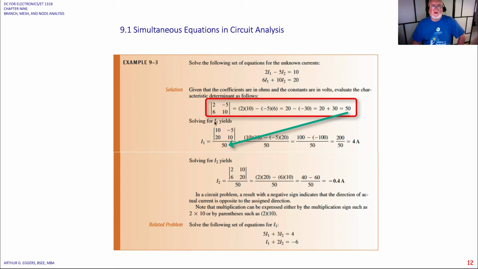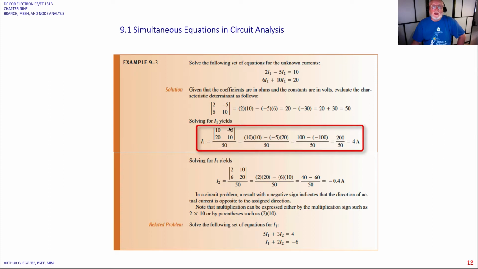So now we solve for current I1. Remember that we take the first column out, the 2 and the 6, and we replace it with the 10 and the 20. So 10 and 20. The -5 and 10 stays, so this times this minus this times this. So 10 times 10 minus 20 times -5 gives us then a value of 200. We divide it by 50, and that gives us our current then of 4 amps.